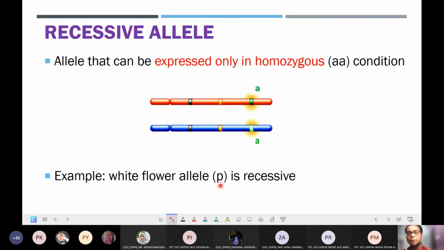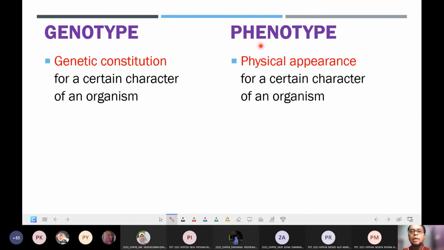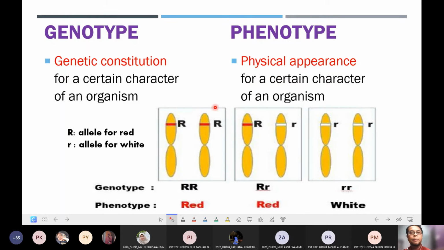Okay, and the next term that we need to know is genotype, which refers to the genetic constitution, or we can also say the genetic composition for a certain character of an organism. This is different from another term known as the phenotype, which refers to the physical appearance for a certain character of an organism, something that we can see normally, something that is observable. For example, let's say there is this allele for red color, and this allele is a dominant allele. So we use the symbol of capital letter R. Another allele is the allele for white color, and this allele is recessive. So we use the small letter r as the symbol.